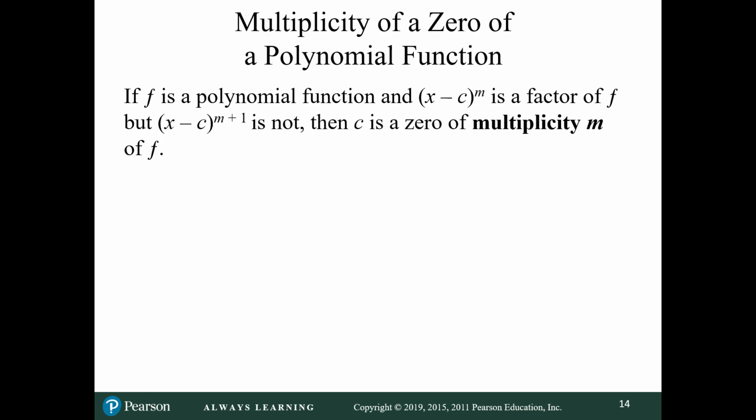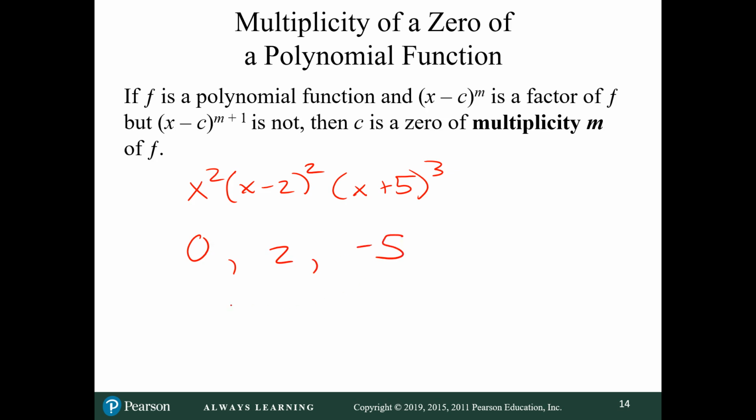Okay? The multiplicity of a function, okay? If we have x minus 2 squared times x plus 5 cubed times x squared, the roots are 0, 2, and negative 5. This has a multiplicity of 2 because of its power. This is a multiplicity of 2 because it's the second power. This would have a multiplicity of 3 because of the third power. Okay?